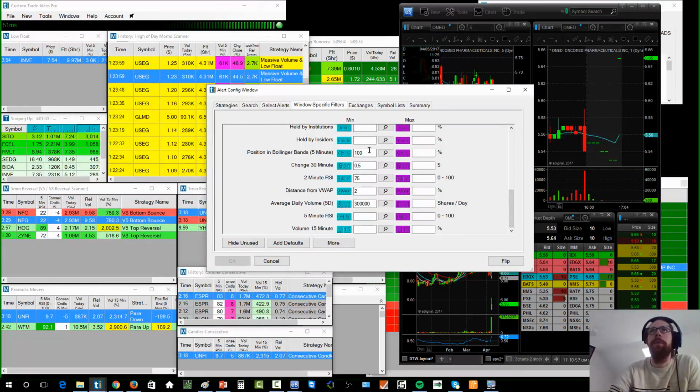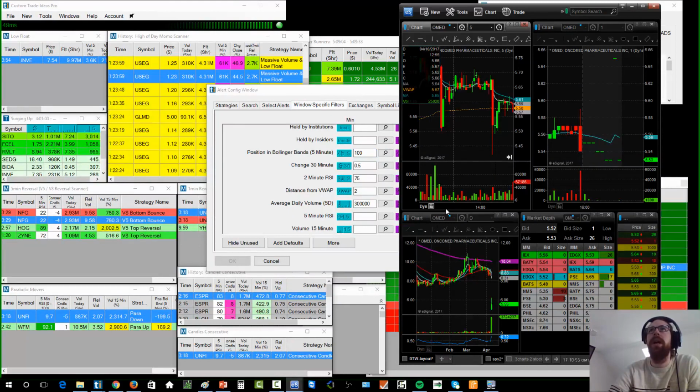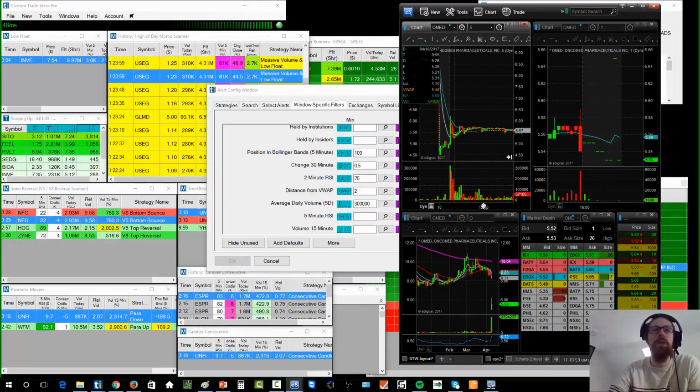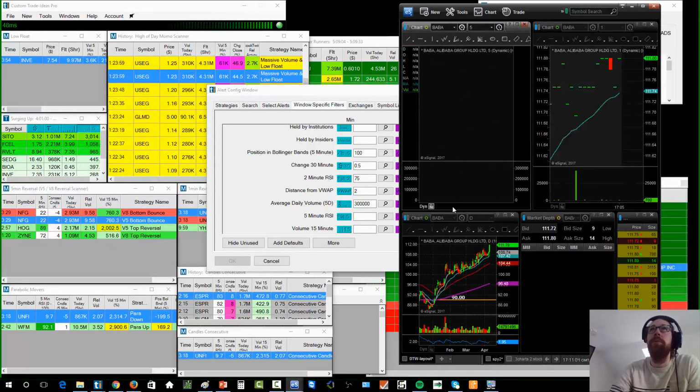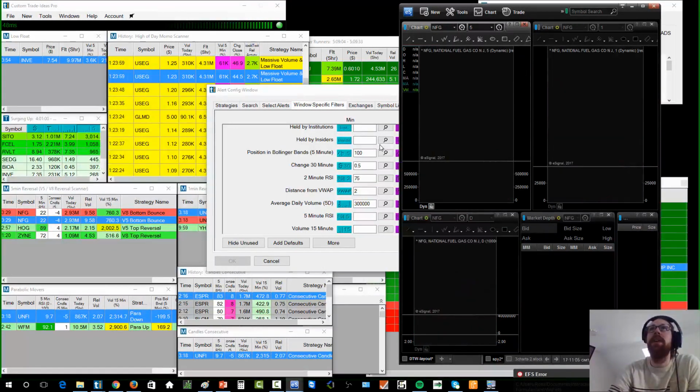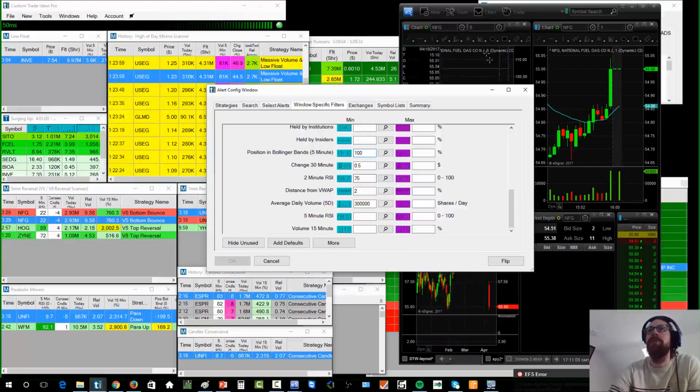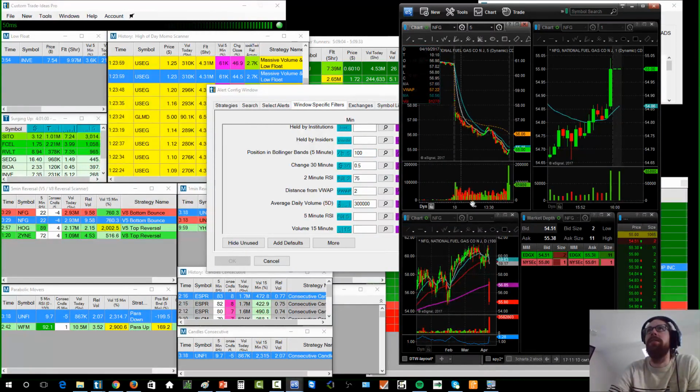Position in the Bollinger Bands is 100. So what does that mean? That means we are literally at 100 and this stock is about to be outside the top of the Bollinger Bands, which is good. That's what we want to see. This is for the top reversal, it's 100. For the bottom bounce, it's 0. So we want to see that extreme.